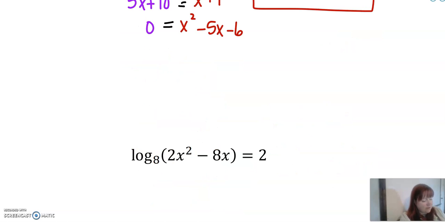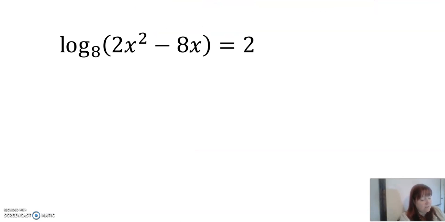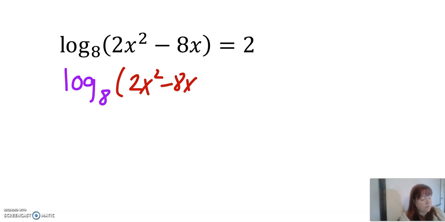All right, let's take a look at this one. And this one's already in that form that we wanted it to be in. So this is already in the log base b of an argument equals an exponent. So let's just switch it into exponential form and see if it helps. So we have our base to the exponent equals the argument.